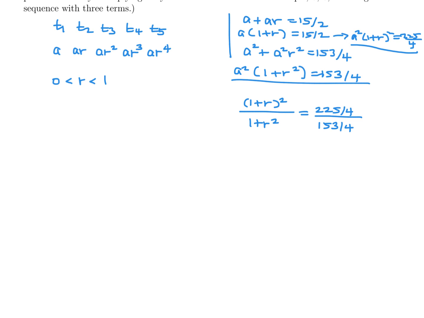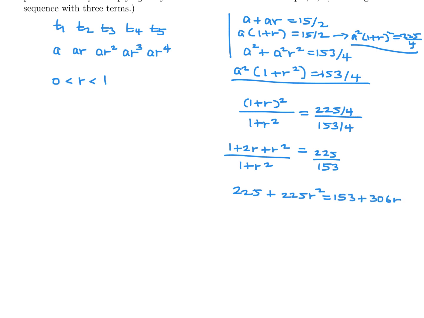Okay, so let's expand. This would be 1 plus 2r plus r squared. And this becomes, the 4's cancel, and this just becomes 225 over 153. And this is 1 over 1 plus r squared. So if you cross multiply, you're going to get 225 plus 225 r squared, equals 153 plus 306 r plus 153 r squared.